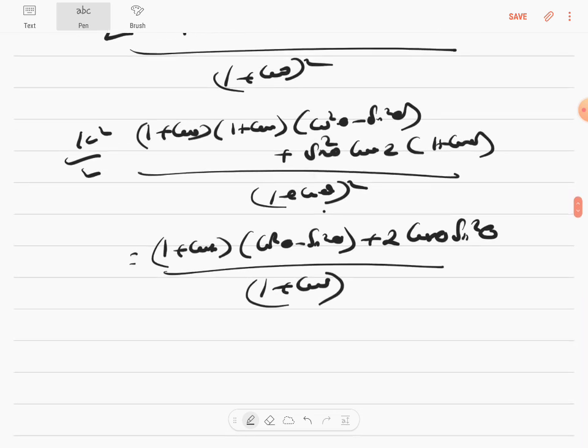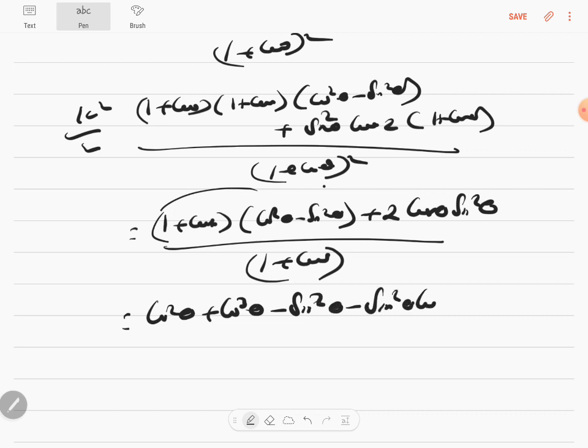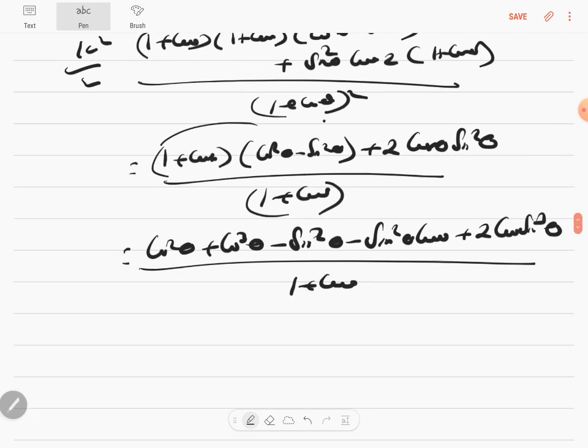Okay, 1 plus cos theta. So then cos square theta, if I take it in and multiply, this will become cos square theta plus cos cube theta minus sin square theta minus sin square theta cos theta plus 2 cos theta sin cube theta plus 1 plus cos theta. You'll get it like this.